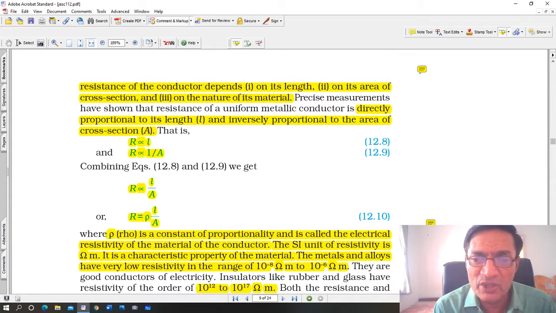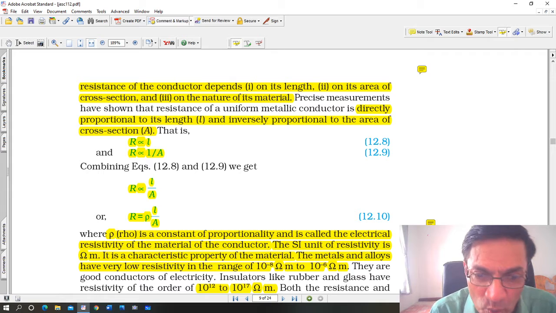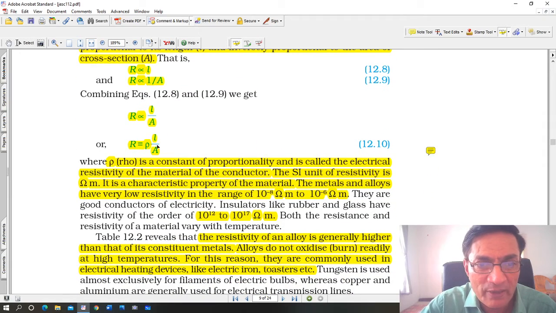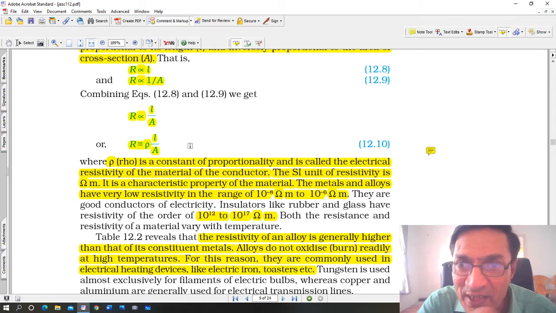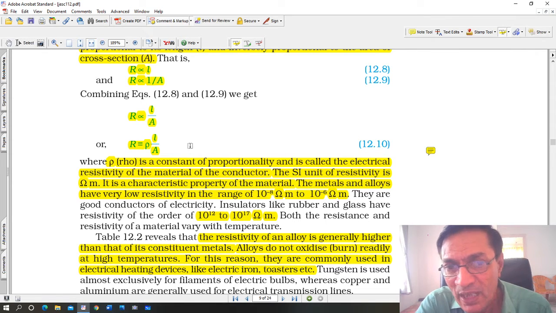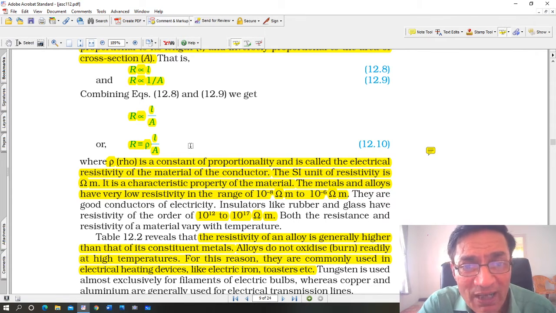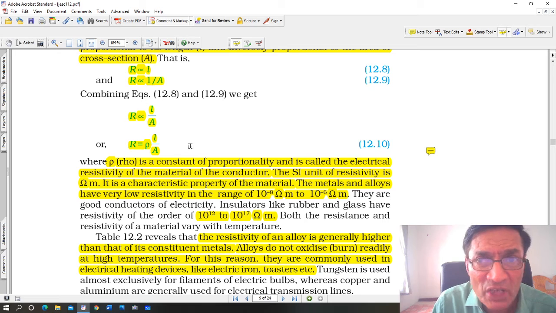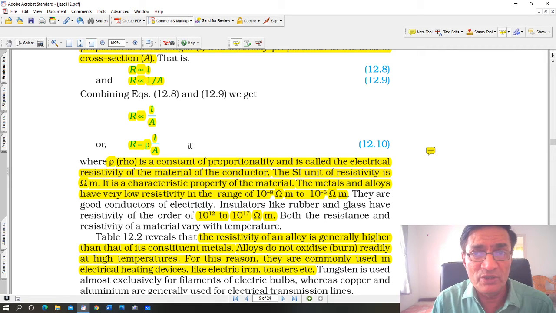Combining the two equations, we get R is equal to rho. That symbol, it looks like P. Okay, look where the cursor is, you can see this symbol. R is equal to rho L upon A. Here rho is called the resistivity of the material of the wire. Resistivity, not resistance. Resistivity is an intrinsic characteristic property of the wire. It cannot be changed. Resistance can change, but resistivity will not change. You understand?